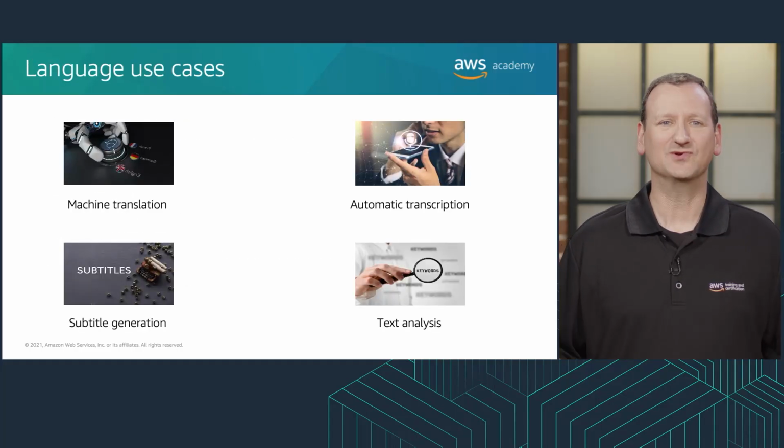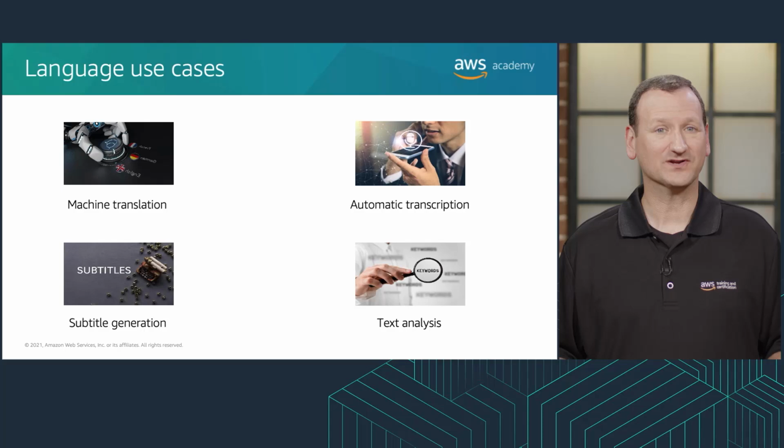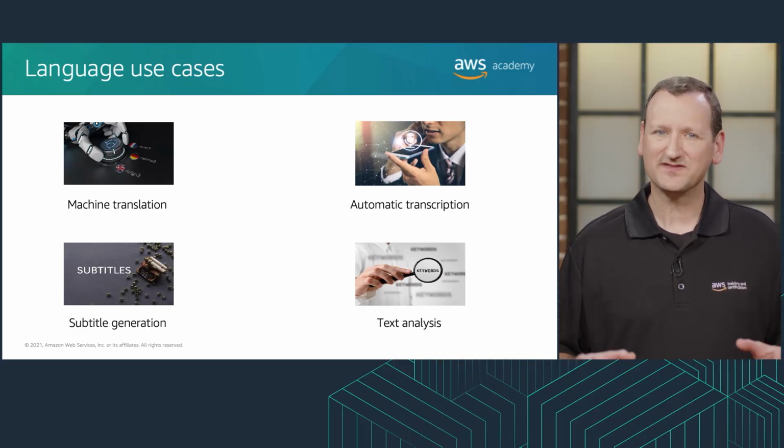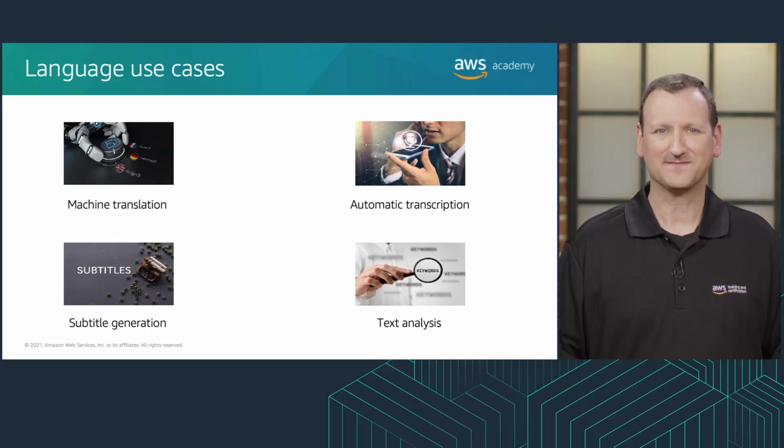Here are some common use cases for applying machine learning to language. Using machines to translate between human languages has been a major problem in computer science for many years. In fact, machine translation was one of the earliest goals of computing. Recent advances have made it possible to have real-time translation in some of the most commonly spoken languages.